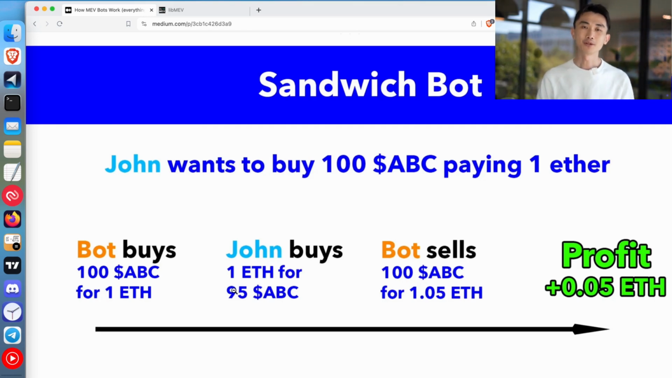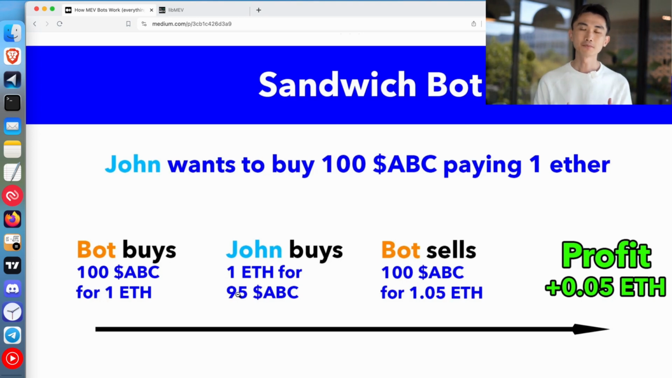It buys before. First, it detects a buyer, detects someone buying. Let's say John wants to buy 100 ABC tokens for 1 Ether. The bot then buys the same token before John, whatever amount is needed to move the price, so that John gets the minimum amount he is willing to accept given the slippage. So the bot buys before John, and then the bot sells the same tokens for a profit in Ether. That's how it works. Bot buys.